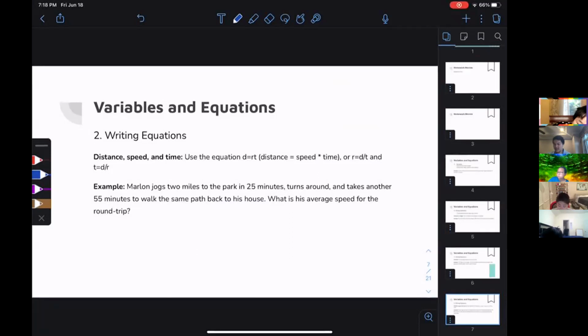For an example, we have this person, Marlon, who jogs 2 miles to the park in 25 minutes, turns around and takes another 55 minutes to walk the same path back to his house. What's his average speed for the round trip?